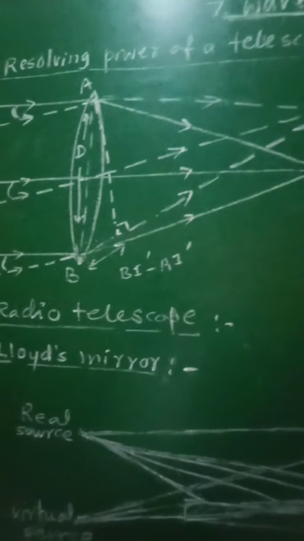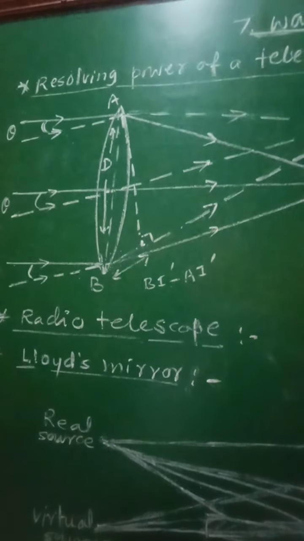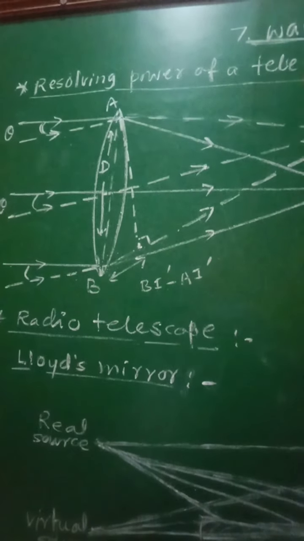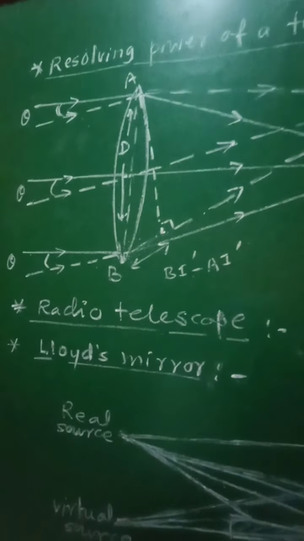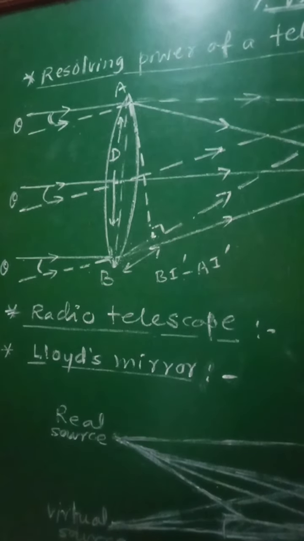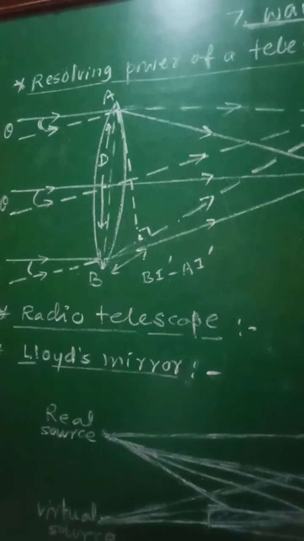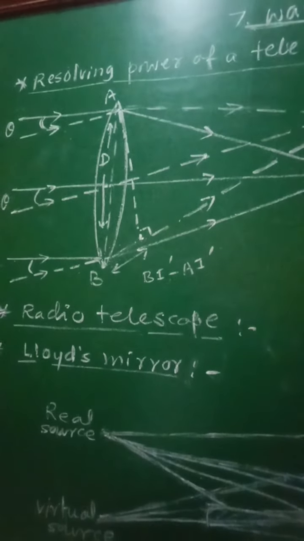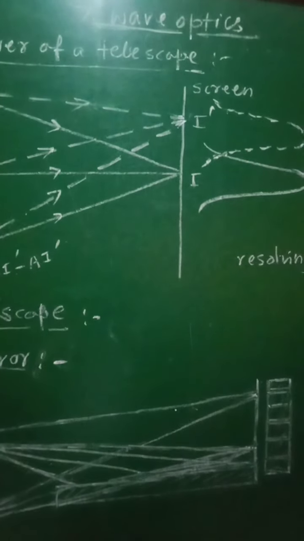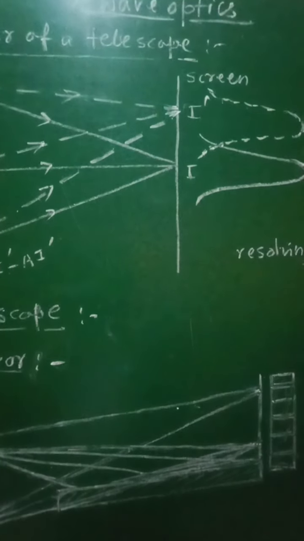Let AB represent the objective of the telescope, receiving two sets of parallel beams from the two distant objects with an angular separation theta. According to Rayleigh's criterion, the minimum separation between the images I and I dash must be equal to the radius of the first dark Airy ring.